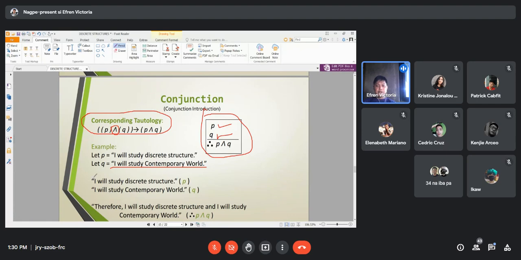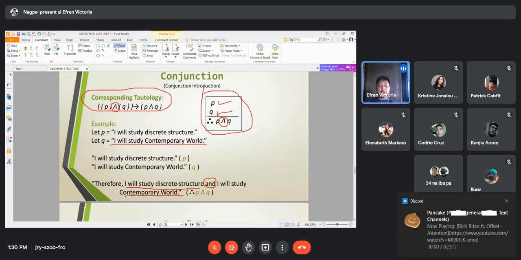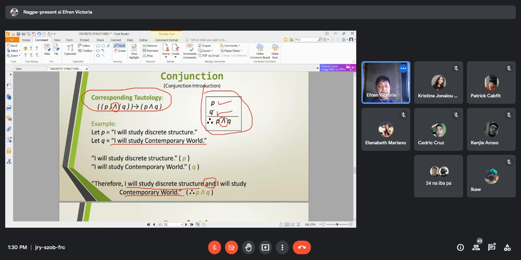So, the premise 1 is I will study discrete structure. Premise 2 is I will study contemporary world. Therefore, I will study discrete structure and I will study contemporary world, so ito yung AND natin, in conjunction form. Sa conclusion, pinagko-combine natin using conjunction yung variable P at saka Q.